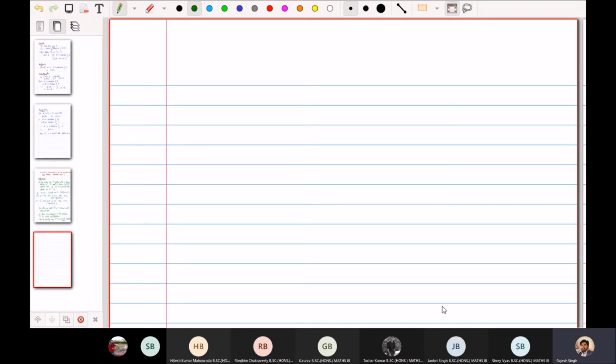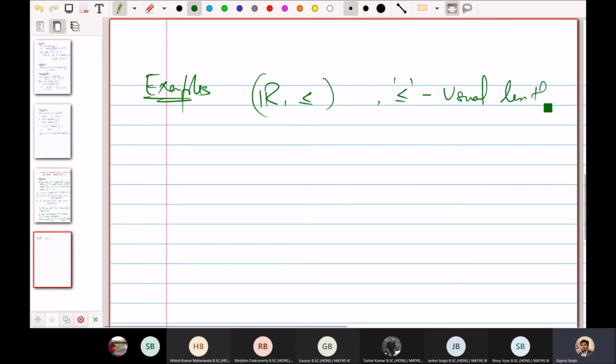So हमने कौन कौन से रिलेशंस सिंपल एग्जांपल्स लिखते हैं जल्दी जल्दी. Examples, so we have seen R with, so here this is usual less than equal to, right? So एक एग्जांपल ये हो गया. देन और कौन से देखें हमने एग्जांपल्स.